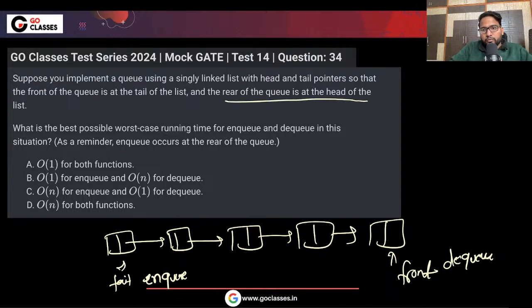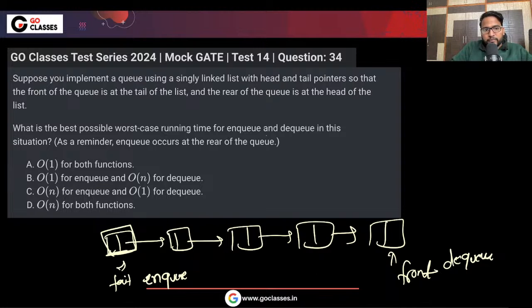The rear of the queue is the head of the list. Head of the list is the rear. Rear means they are saying NQ will happen here. So you want to NQ here. If you want to NQ, you will be appending here, and you want to DQ here. So order of 1 for NQ.